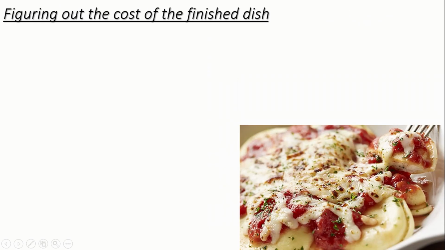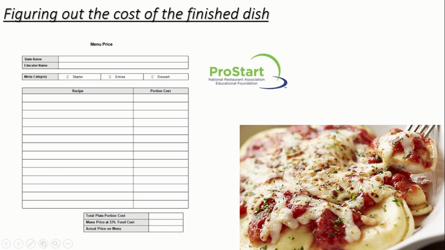Now, when we actually go to figure out the cost of the final dish, like you would do for a restaurant or in ProStart, normally a dish is going to consist of many different components. In the case of our ravioli, we have the ravioli pasta itself, the tomato sauce, the cheese on top, parsley, and garnishes. In the ProStart competition, when you make a dish, you're not going to have just one single recipe. You're probably going to have 2, 3, maybe even more components.